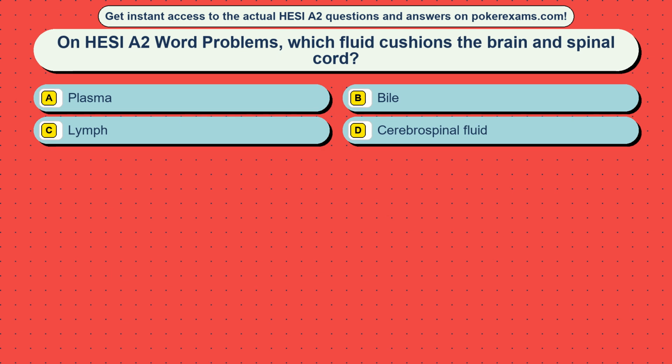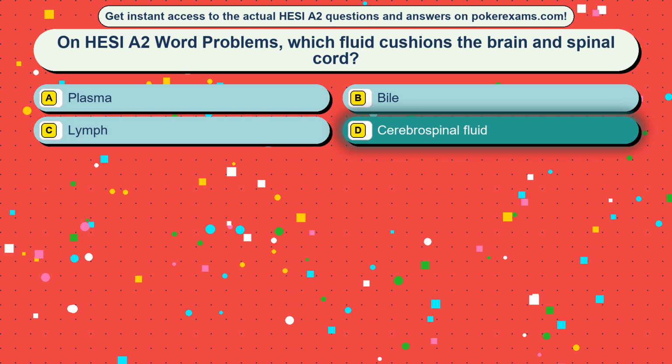Question 34. In HESI A2 problems, which fluid cushions the brain and spinal cord? Option A, plasma. Option B, bile. Option C, lymph. Option D, cerebrospinal fluid. The correct answer is option D, cerebrospinal fluid.